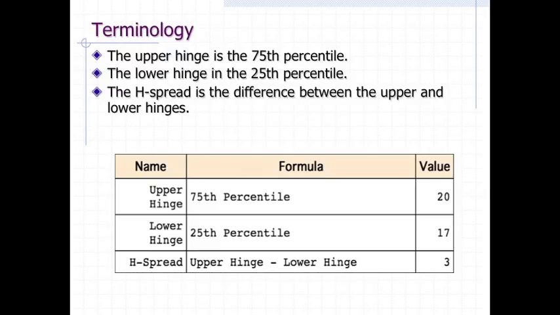Some terminology is helpful for explaining more about box plots. The upper hinge is the 75th percentile, the lower hinge is the 25th percentile. The h-spread is the difference between the upper and the lower hinges. For the women's data, the upper hinge is 20, the lower hinge is 17, and the h-spread is 20 minus 17, which is 3.